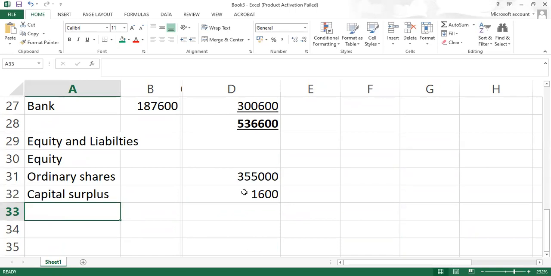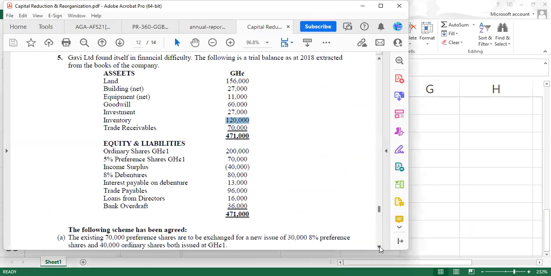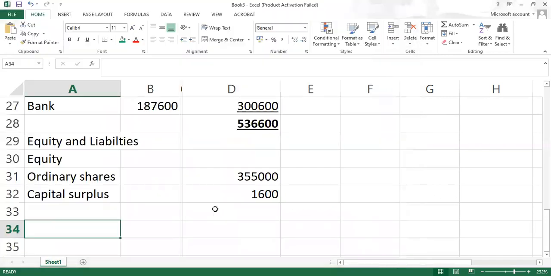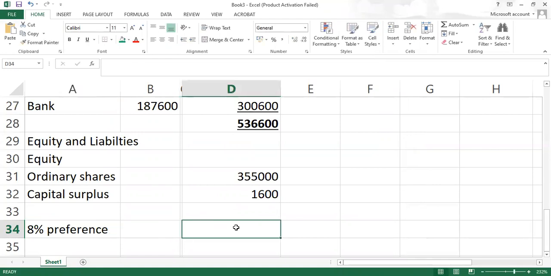The next one, if you like, you can leave it like this and bring preference shares. You can total this one before you bring the preference shares. The preference shares now, you are going to have 30,000 at 8%. 40,000 will be converted to equity shares. So we'll be having 30,000 for 8% preference shares.